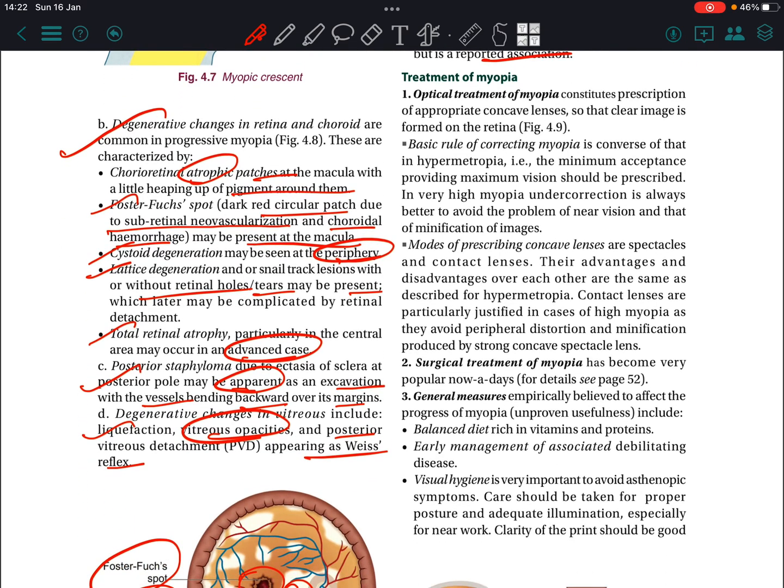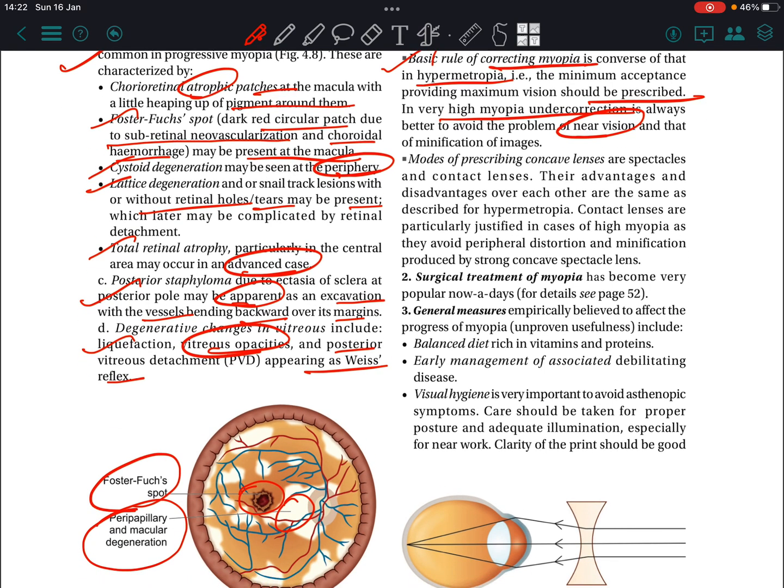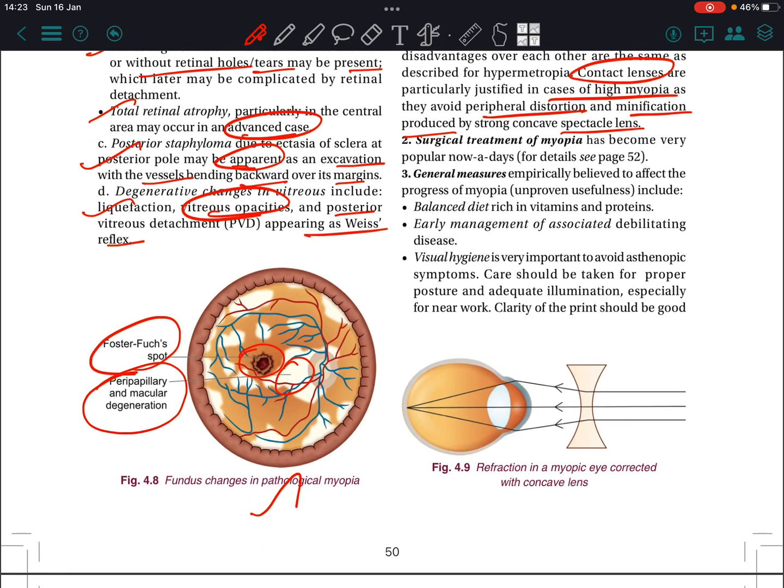Treatment: optical treatment. The basic rule of correcting myopia is the converse of that for hypermetropia. The minimum acceptable correction that provides maximum vision should be prescribed. In very high myopia, undercorrection is always better to avoid problems of near vision and magnification of images. Modes of prescribing concave lenses are spectacles and contact lenses. Contact lenses are justified in cases of high myopia as they avoid peripheral distortion and magnification produced by strong concave spectacle lenses. Surgical treatment, we will see in future.